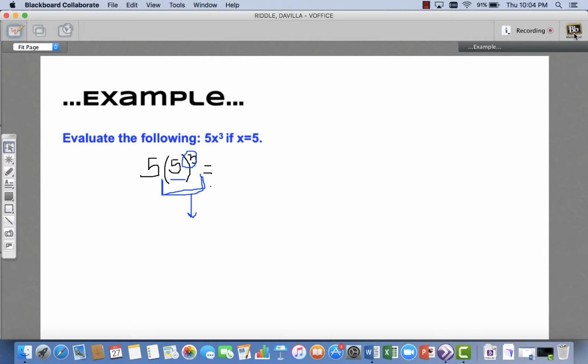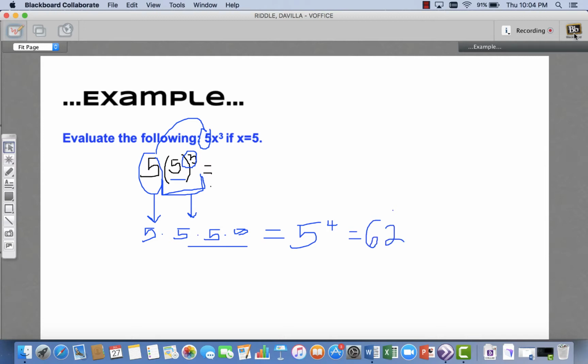So this would be the same as writing 5 times 5 times 5. And don't forget about this 5 right here, which comes from over here. If we pull this down, we get 4 5s. This is also equal to 5 to the 4th power. And then we can further evaluate that to get our answer, which is 625. And this is our answer.